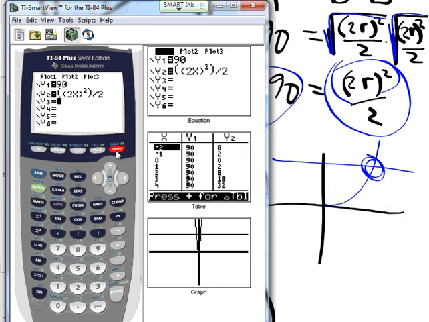So then I'm going to hit graph. I want to see where the two lines cross. All right, now I can't really see terribly well where they're crossing, so I'm going to box it in. I'm going to zoom box.